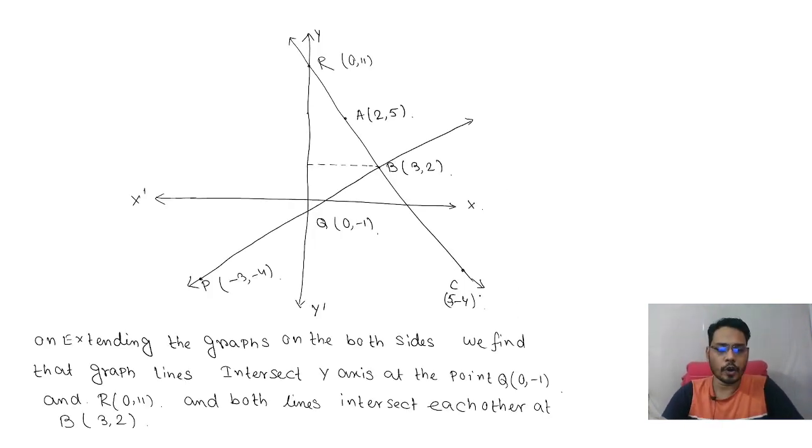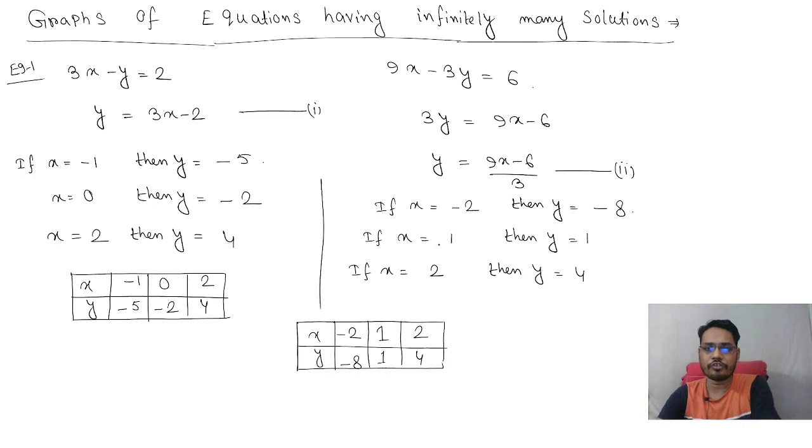Now, if you draw these points, you can find that B is the intersection point, that is 3 comma 2. That means the x coordinate is 3 and the y coordinate is 2. And it intersects the y-axis at the points 0 comma minus 1 and 0 comma 11. And it will make a triangle.